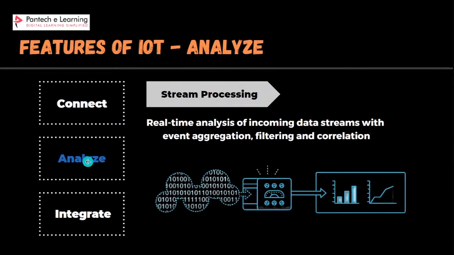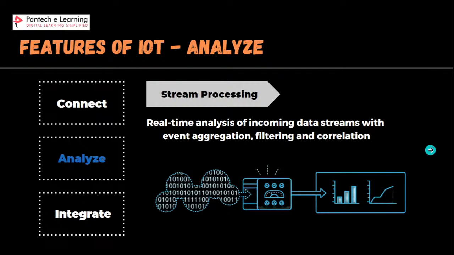Coming to the next one, the next feature is analyze, and the first thing that you need to do for analyze is stream processing. If the data coming from the device is not on a real-time basis, there is no use, right? If I tell my system to switch on the AC at my home and by the time I reach there my AC is not even turned on, then it's a failure on my system. So real-time analysis of the incoming and outgoing data must be done, with respect to different aggregations, filtering, correlation, processing and so forth.